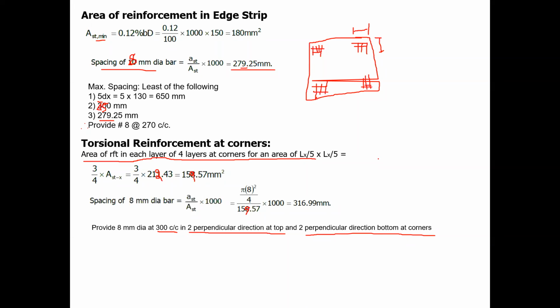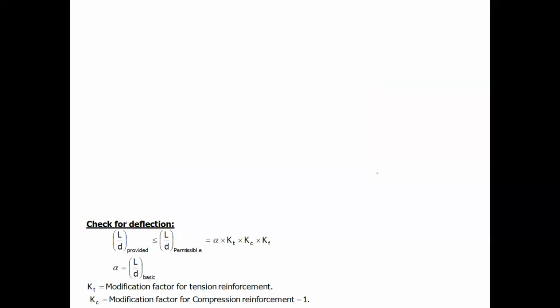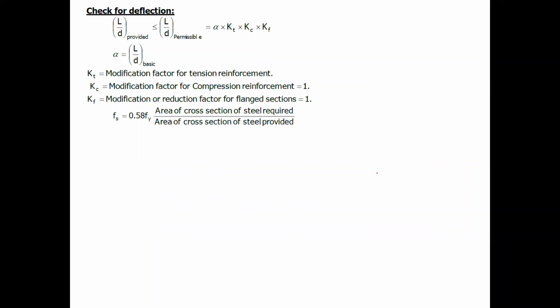Yes, sir. So what have you calculated till now? We calculated the reinforcement for a longer span and shorter span. Then you have calculated the torsional reinforcement. Then you have to check for what? Deflection, right? Yes, sir. The slab will undergo deflection, so you have to calculate, isn't it? Take down: check for deflection.